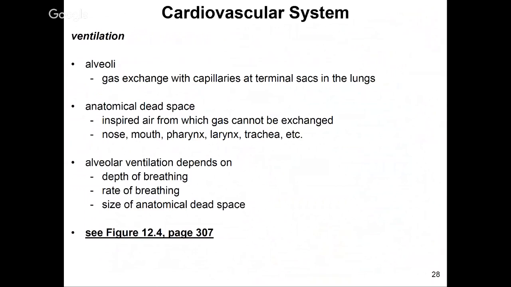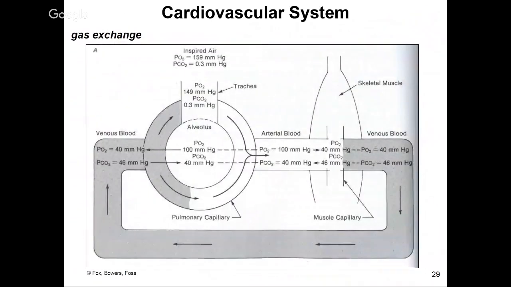and the ventilation will depend on how deeply you're breathing, how quickly you're breathing, etc. This is just another depiction of the same idea with some numbers here. You can see that if you look at the venous blood on the far left, not all of the oxygen has been removed from the blood. There's still some oxygen in the blood.